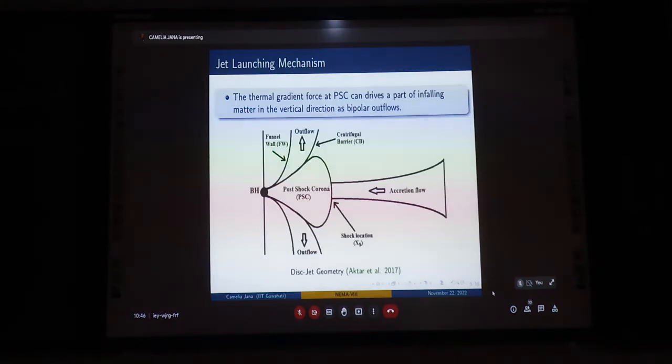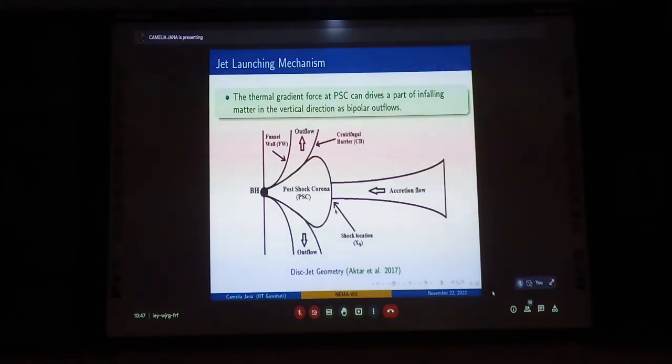Now, as I said, because of this shock compression, the post-shock corona becomes very hot. This excess thermal gradient force at the PSC can drive a part of the infalling matter in the vertical direction as a bipolar outflow. So this is the schematic diagram of the disk-jet system. The matter is coming from the outer edge towards the black hole.